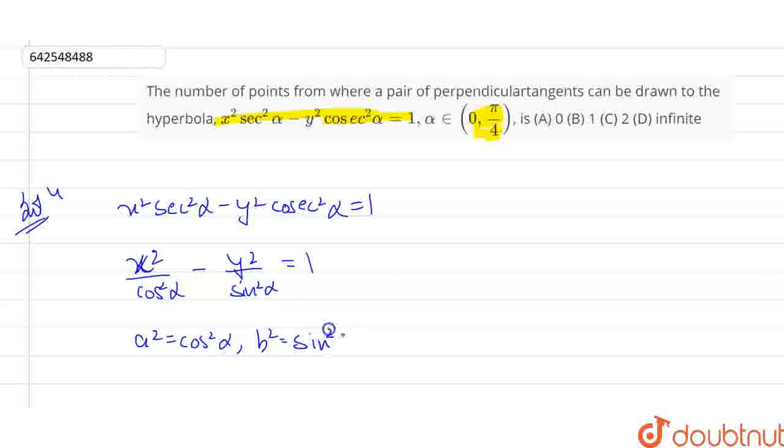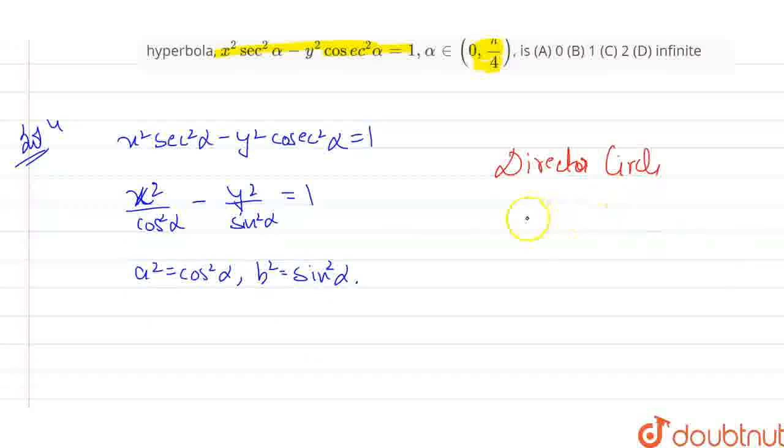Now it says that the number of points where a pair of perpendicular tangents can be drawn. The points from where the tangents can be drawn are basically the points which lie on the director circle. It means these points should satisfy the equation of the director circle. I know the equation for the director circle. In the case of a hyperbola, it is x square plus y square equals a square minus b square.